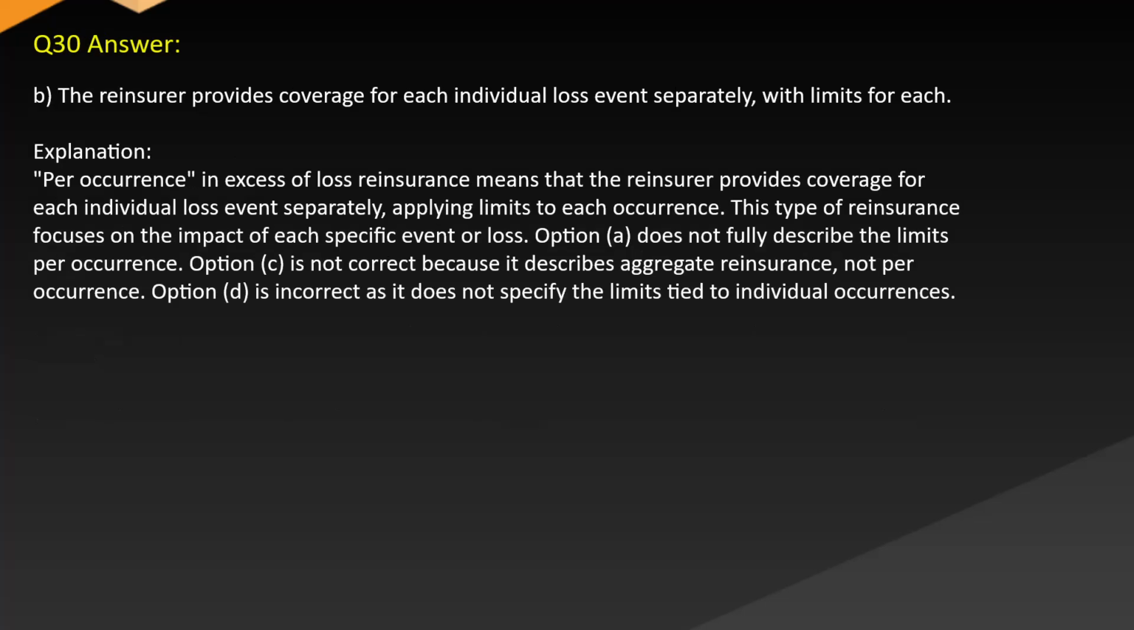Answer: B. The reinsurer provides coverage for each individual loss event separately with limits for each. Explanation: per occurrence in excessive loss reinsurance means that the reinsurer provides coverage for each individual loss event separately, applying limits to each occurrence. This type of reinsurance focuses on the impact of each specific event or loss. Option A does not fully describe the limits per occurrence. Option C is not correct because it describes aggregate reinsurance, not per occurrence. Option D is incorrect as it does not specify the limits tied to individual occurrences.